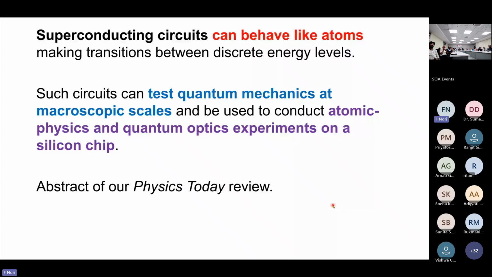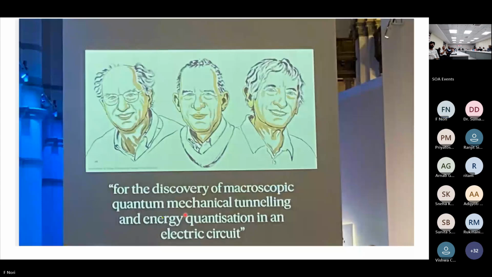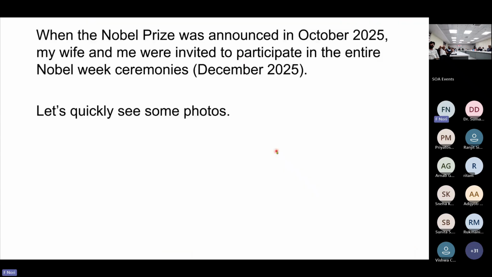So now this relates to the Nobel Prize last December. This is important to be able to link them. This is for the discovery of macroscopic quantum mechanical tunneling and energy quantization in an electric circuit. This is Clarke, Devoret, Martinis. And this is a photo I took there. When it was announced in October, we were invited to participate in the entire Nobel Week.